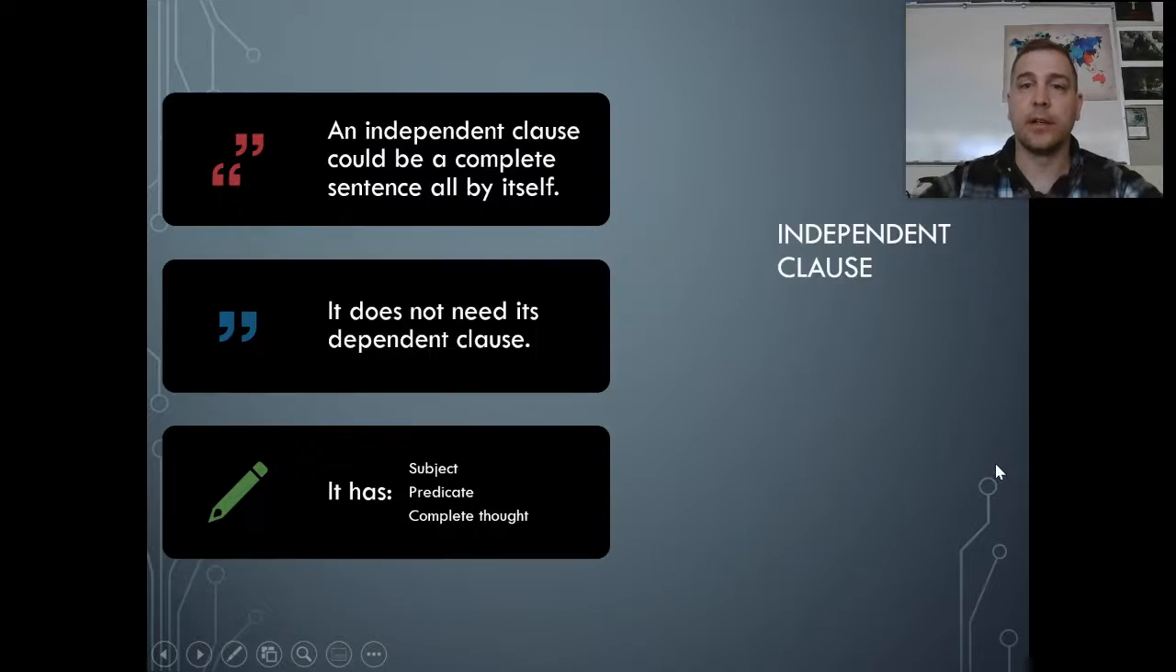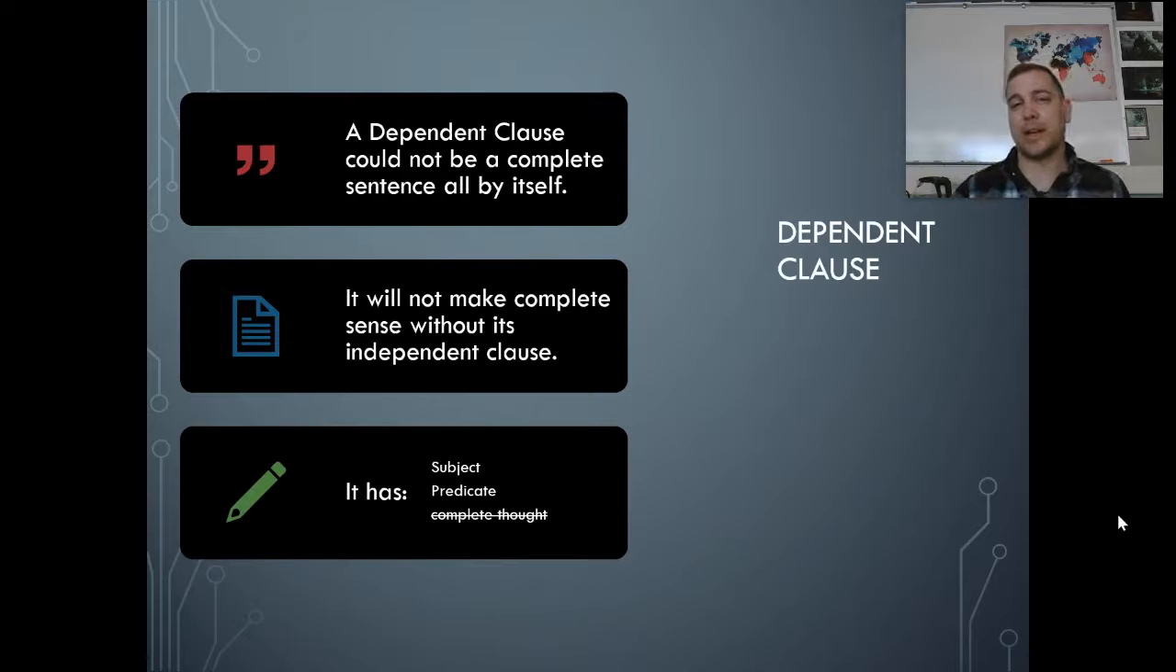Moving on, I want to go over two terms with you. I've mentioned these briefly in previous lessons, but now it's going to be really important to understand what an independent clause is. An independent clause could be a complete sentence all by itself. It does not need its dependent clause. It has a subject, a predicate, and makes a complete thought. What I haven't gone over is what's called a dependent clause. And this is a clause that could not be a complete sentence all by itself. It will not make complete sense without its independent clause. And it has a subject and a predicate, but it does not make a complete thought. It's very much like a sentence, but you hear it and you want more information.